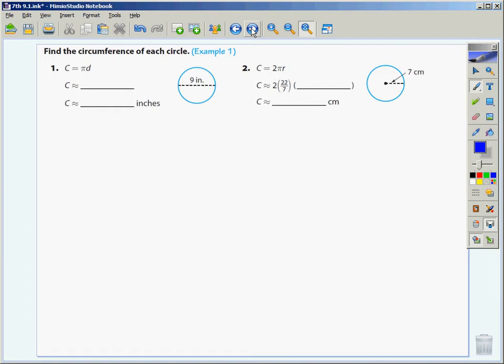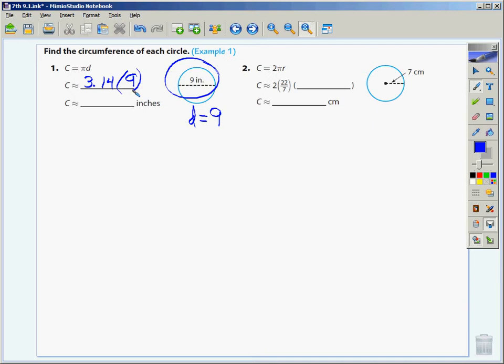Notice, here they said C equals pi d. And the reason they used that formula is what did they give me in this picture? They gave me the diameter. They said the diameter was 9. Okay? So, C is approximately, notice they put approximately equal to the little squiggly line, because what am I going to replace pi with? 3.14. And what am I going to replace d with? 9. And I'm going to multiply those.